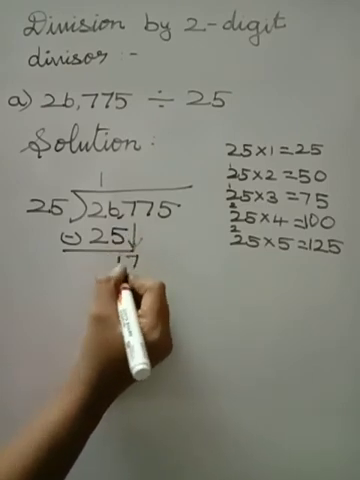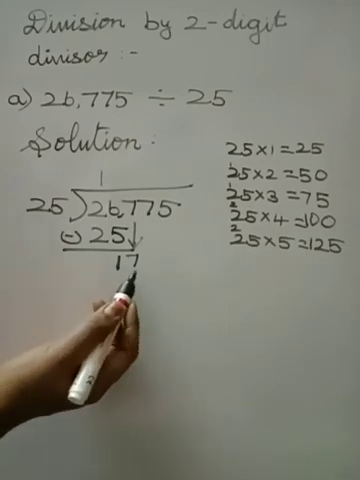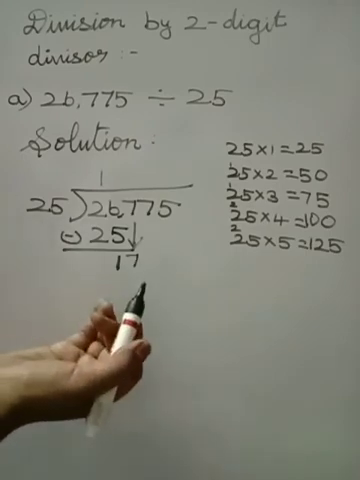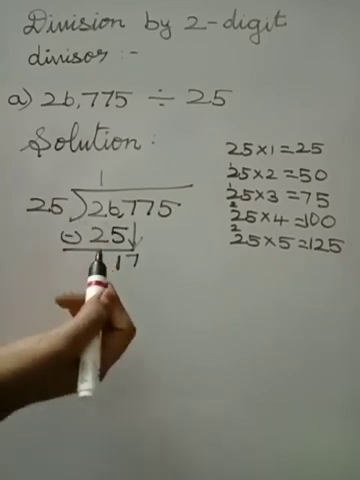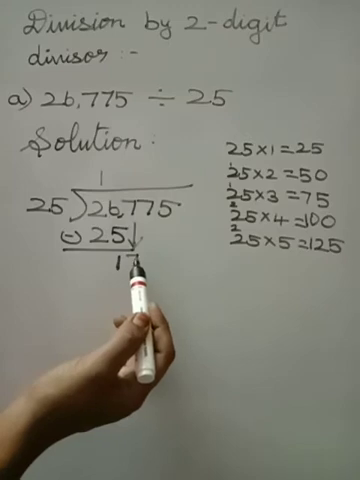It is 17. So see here, is 17 the smaller number or bigger number compared to 25? It is the smaller number. So we are not able to divide this number. What do we have to do? We have to bring the next number also in the same place.